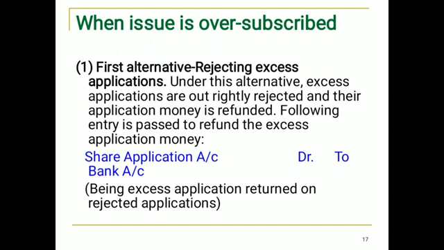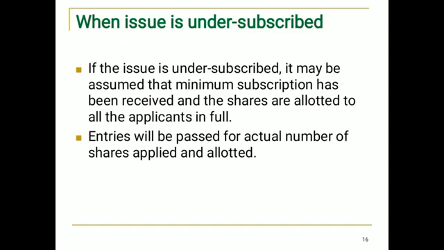There was a mistake. The journal entry is for oversubscription, a topic I am about to explain yet. And here there is no change in the journal entry. The only important thing you are supposed to consider is that you will consider the shares applied and allotted. The rest of the journal entries will remain the same.